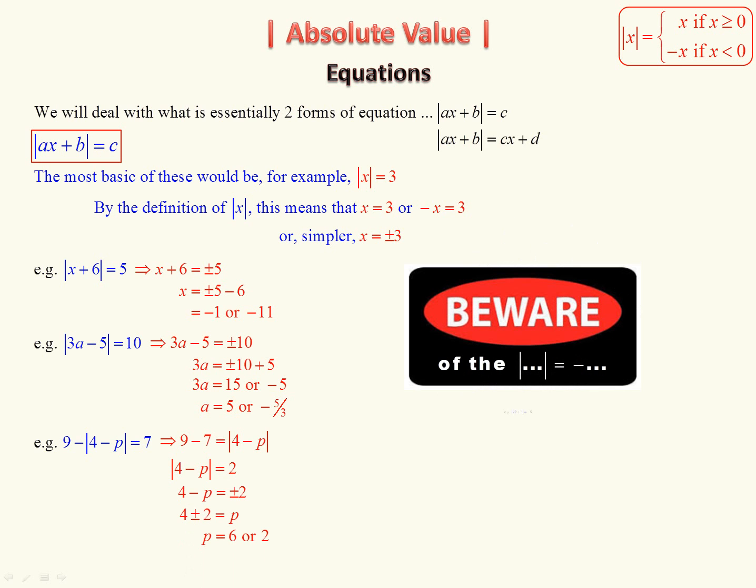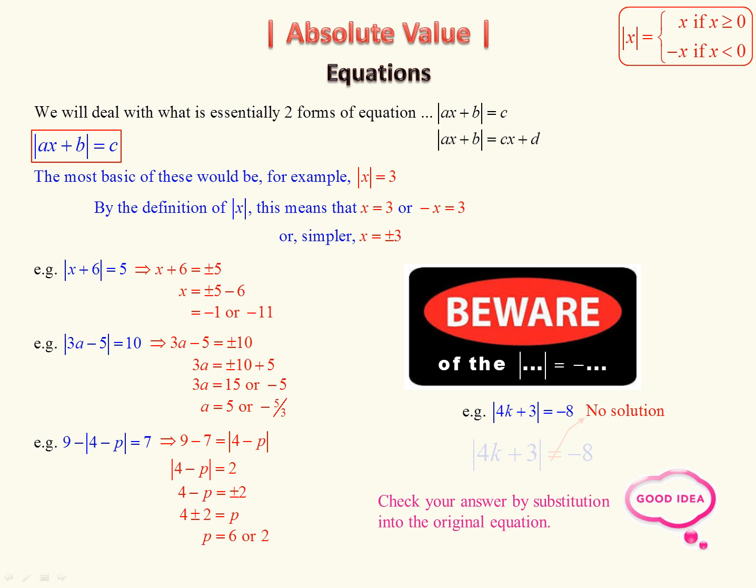We need to be careful with these ones. If you take, for example, the absolute value of 4k plus 3 equals negative 8. We cannot have an absolute value equaling a negative number. So it's no solution.